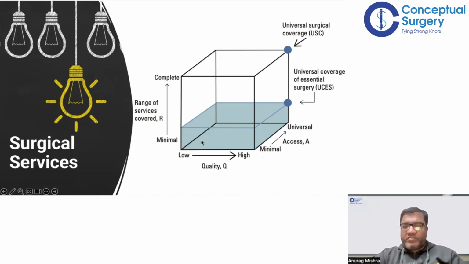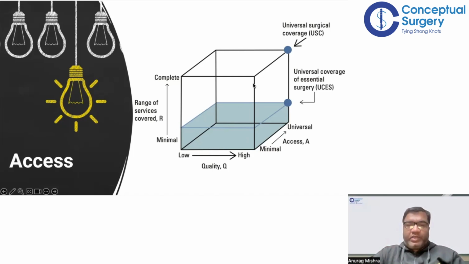If you're here somewhere, you have to increase in this axis and the depth, and this is the direction we are going to follow initially. Once you have all the essential services, then you can start moving towards more range of services, so that you reach towards a universal coverage of surgery. So this cube is very important. Now this whole theory can be applied in your own practice also. We'll talk about each dimension one by one.